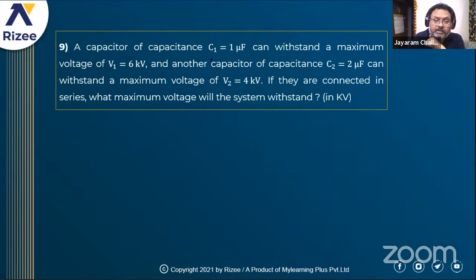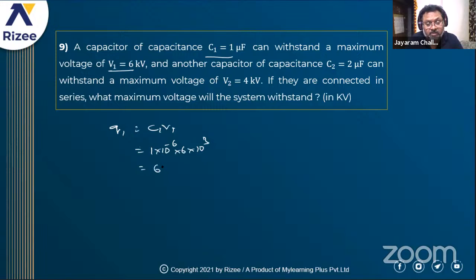Now coming to the capacitor C1. So C1 is one of the capacitors maintained at the maximum voltage of V1. That means the charge Q1 can be written as C1 V1, which is equal to 1 into 10 to the power of minus 6 into 6 kilovolts, 6 into 10 power 3, which comes out to be 6 into 10 to the power of minus 3. This is the information regarding the charge, minus 3 coulombs.